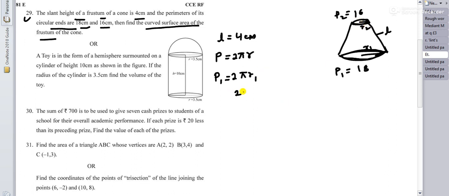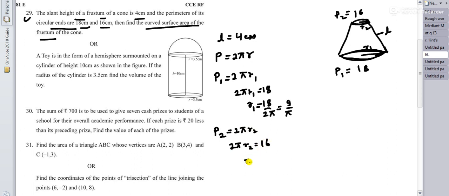Substitute here, 2 pi r1 is equal to 18. So as per this, r1 is how much? 18 by 2 pi, which is equal to 9 by pi. Got it? This is r1. Now similarly you have to get r2. P2 is 2 pi r2. They have given P2 as 16. Therefore r2 will be 16 by 2 pi, which is equal to 8 by pi. So we have r1 and r2.